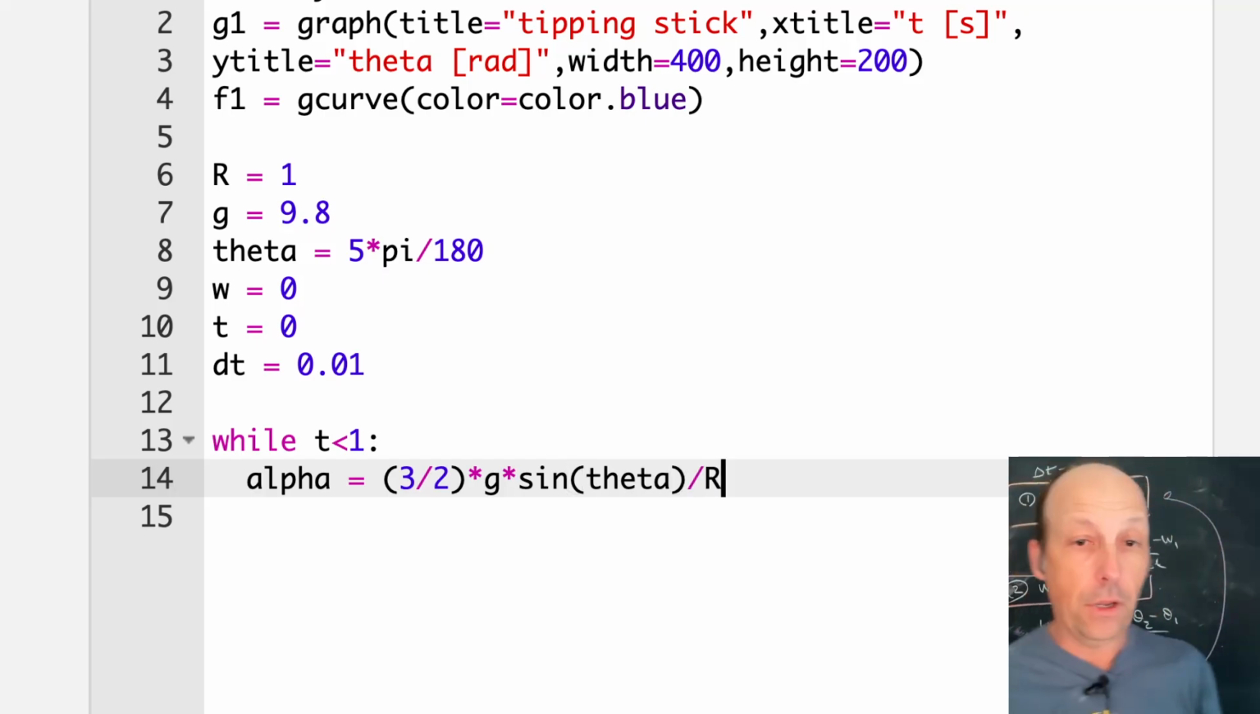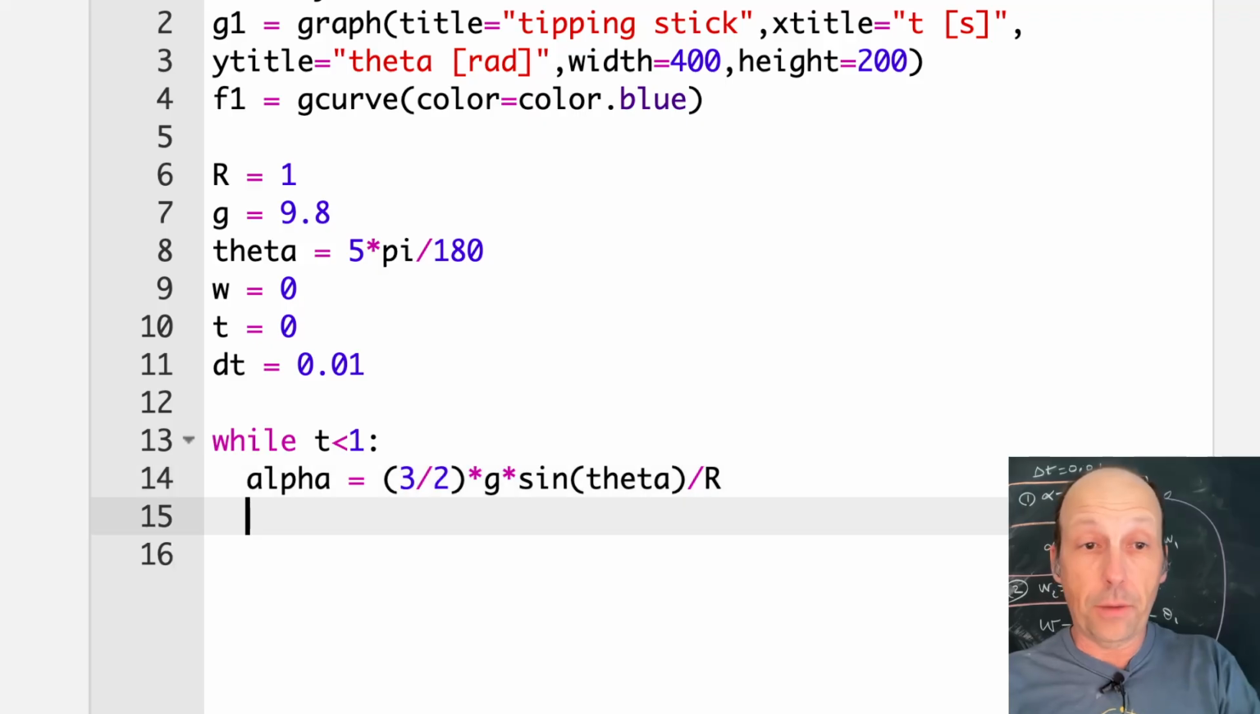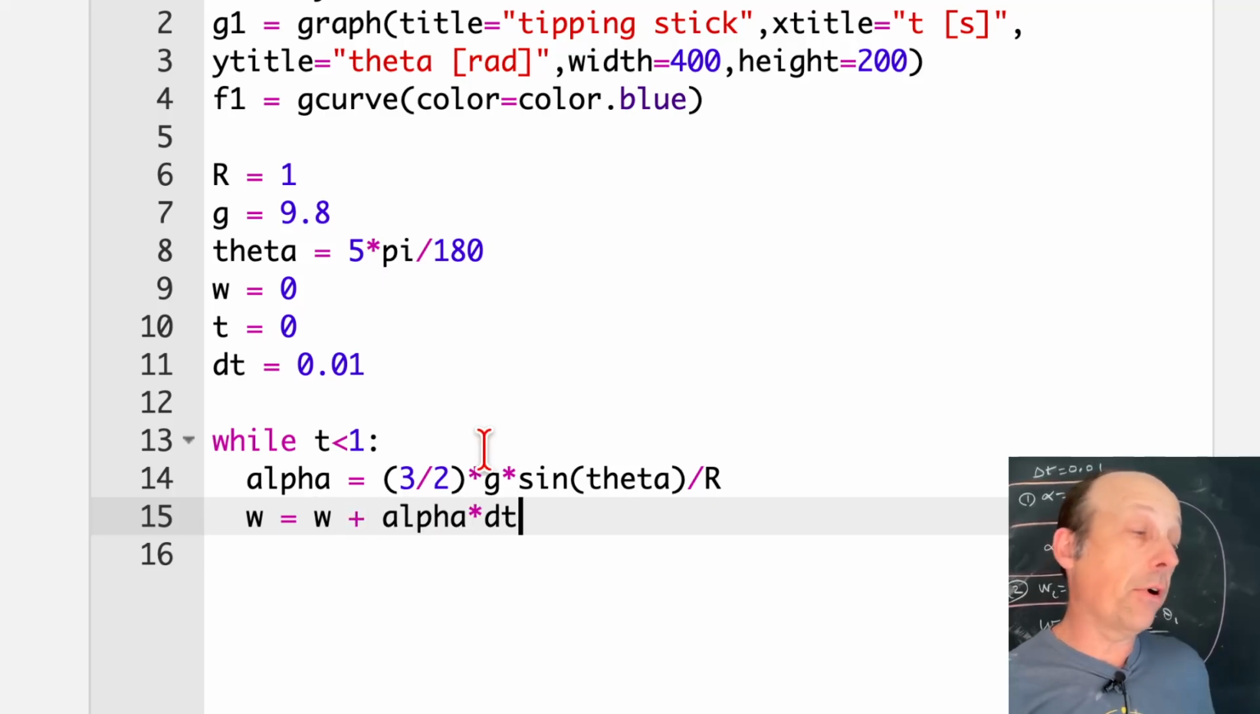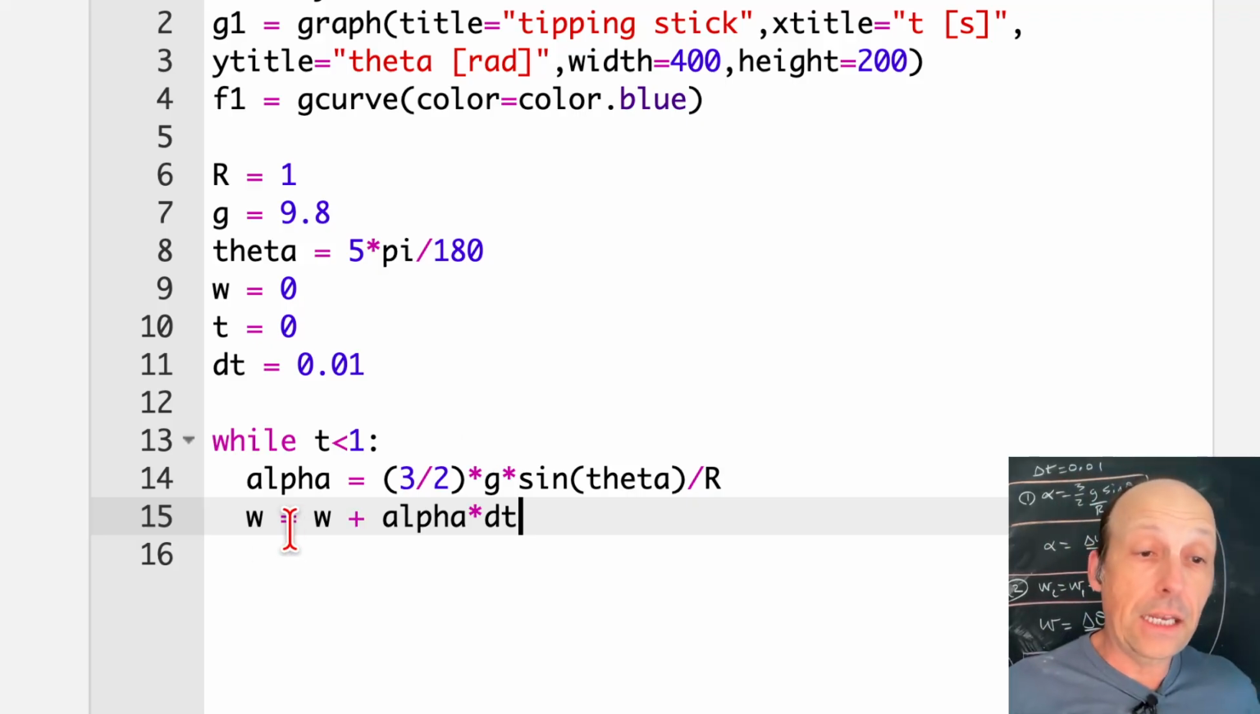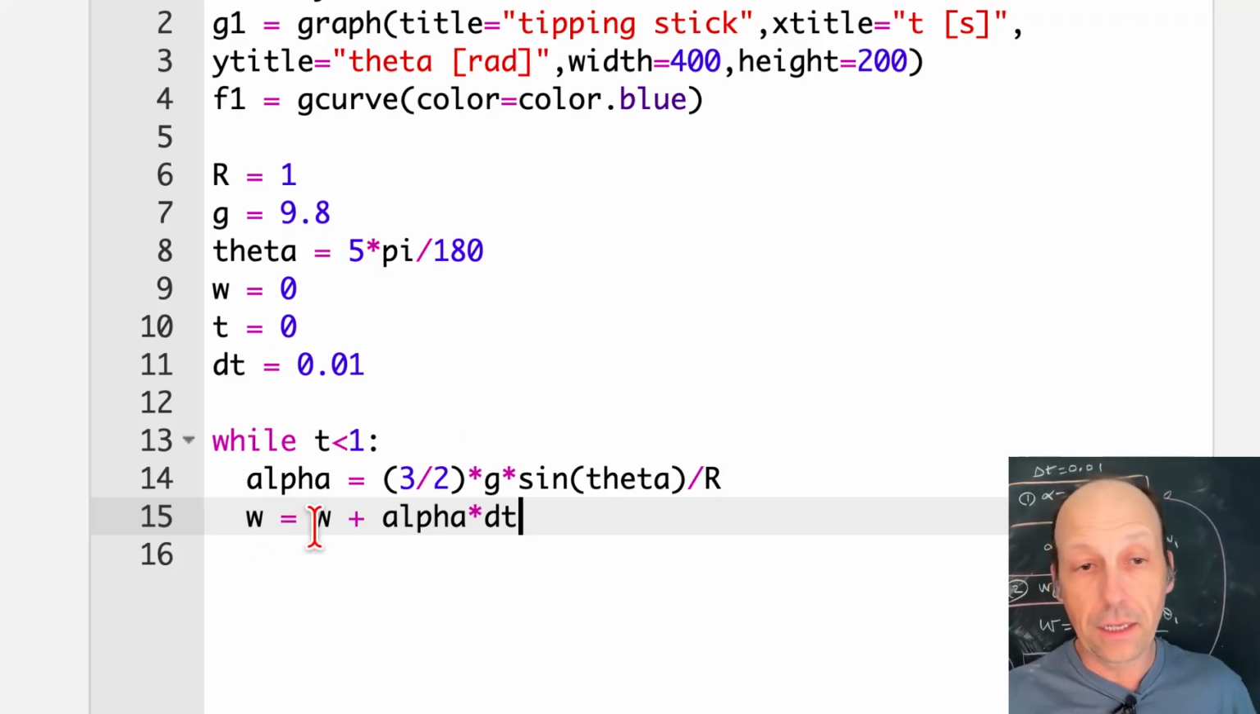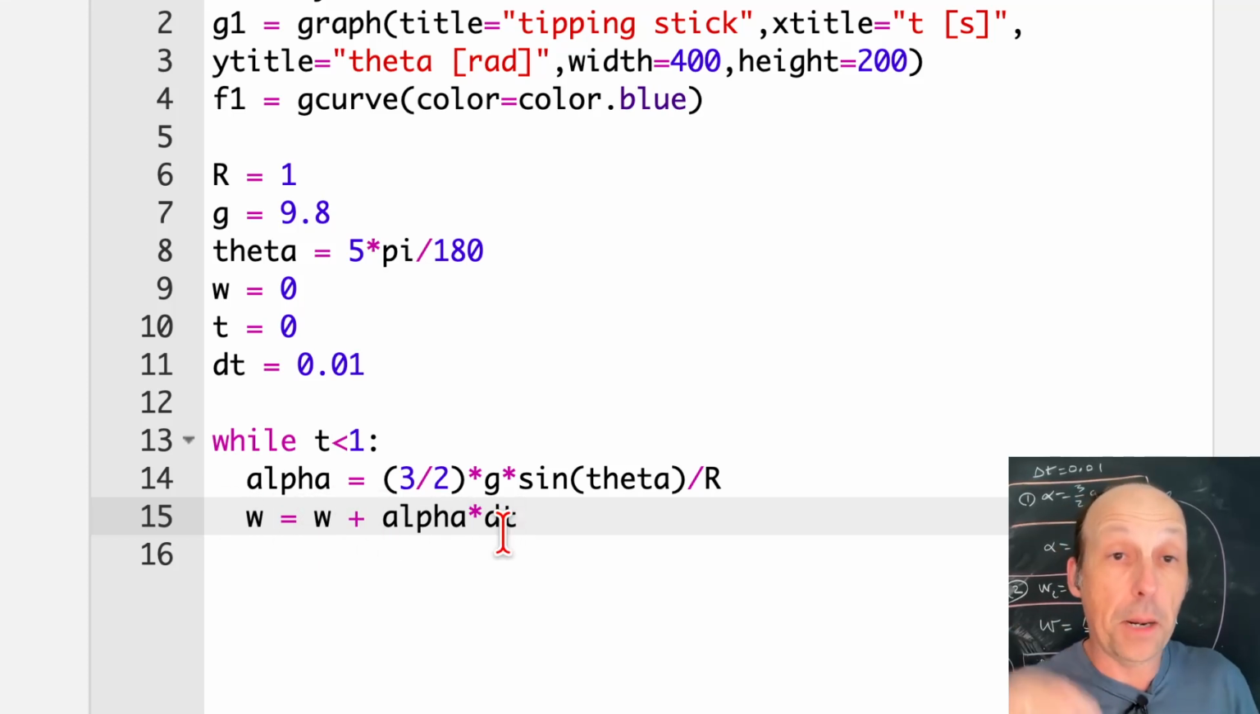Okay, now I can use alpha to update, I do have theta. Update my angular velocity: omega equals omega plus alpha times dt. So remember that this is an update equation. This is a make-equal-to equation. This is not an algebraic equation. So this is take the old value of omega, add alpha times delta t, and make that the new value of omega.